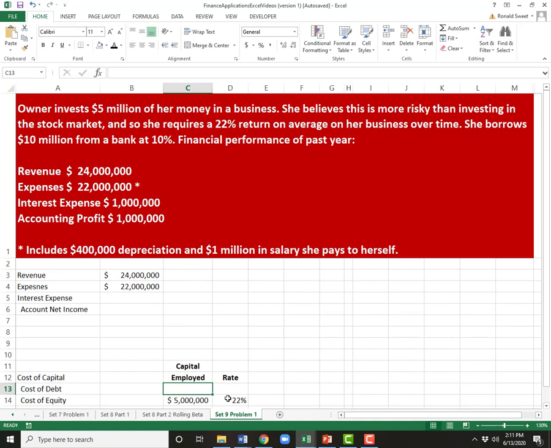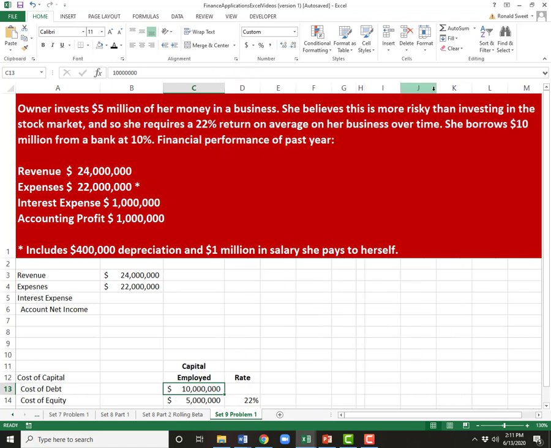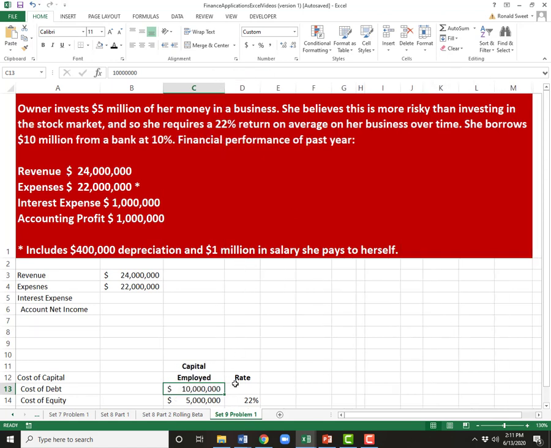And then the cost of debt, the capital employed on debt, you can see that she borrows $10 million. Let's put a dollar sign there and no decimal places. And the rate there, the bank charges her 10%. That might seem high, but this is a very risky business. And so what is their cost of capital? I guess we can put that over here, cost of capital.